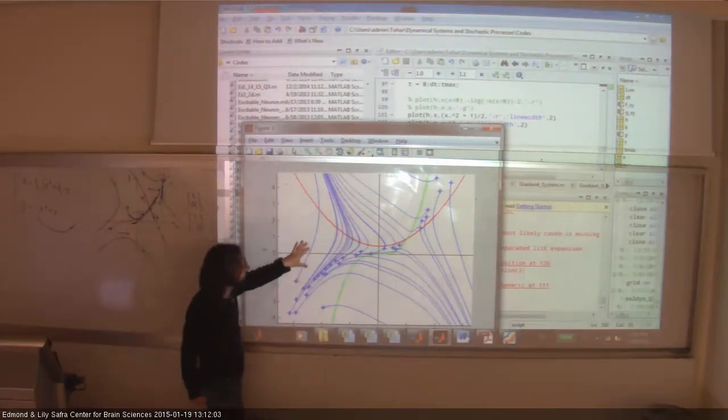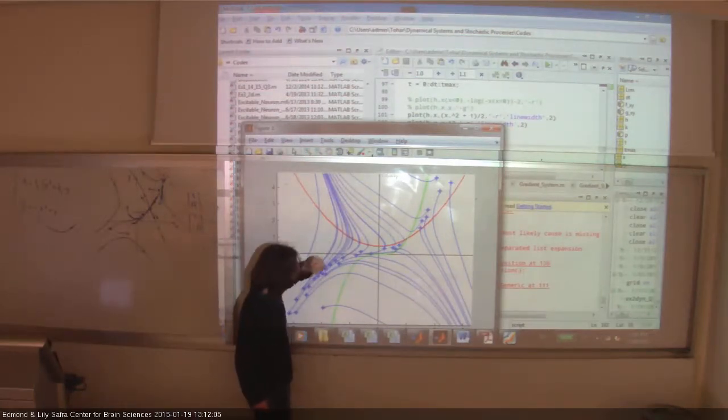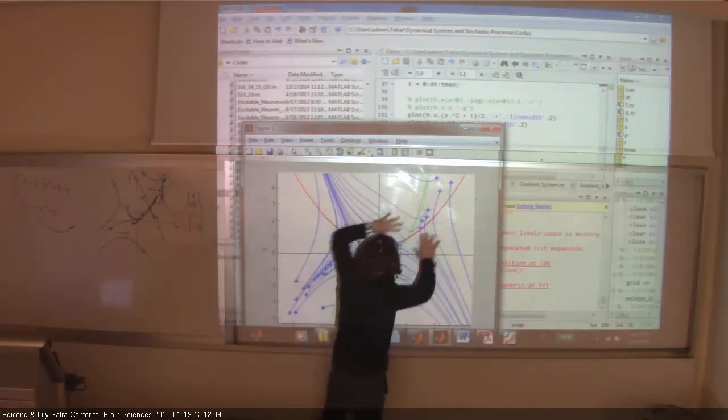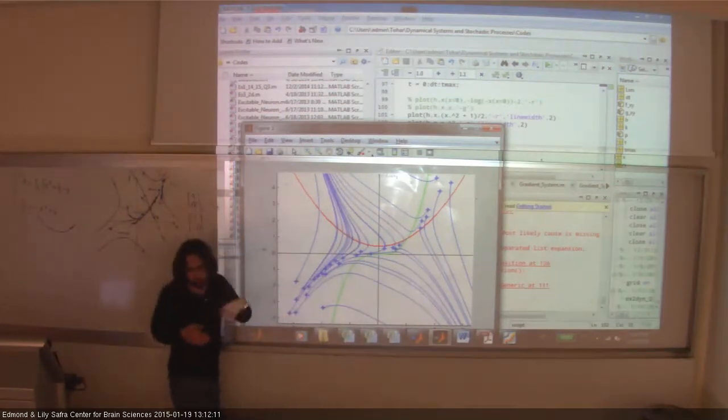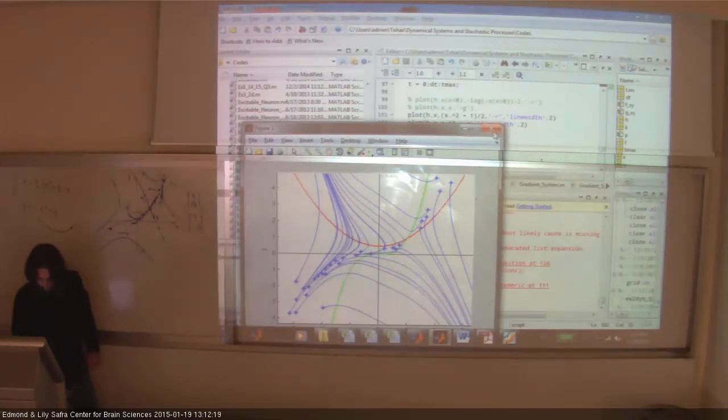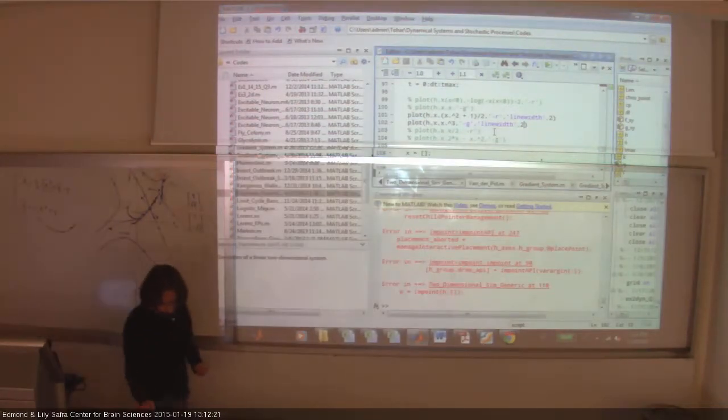But it's nice to see how in this nonlinear system there is a saddle and how things look far away from the saddle. You see that they might look different from the linear system of a saddle.